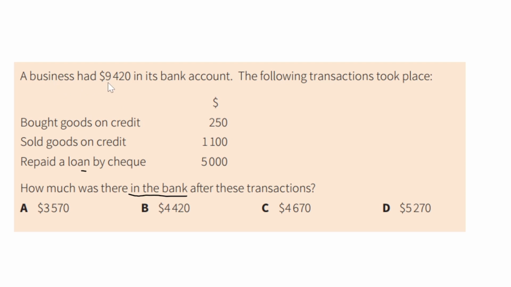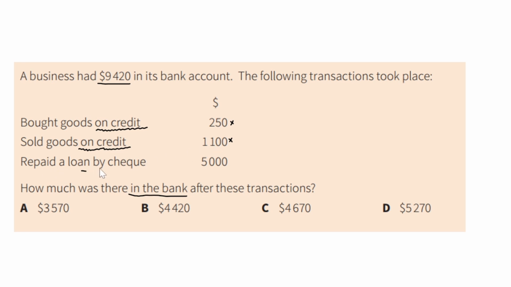Okay, a business had 9,420 in its bank account. The following transactions took place. Bought goods on credit. Now, when you buy goods on credit, it means no cash is involved. Sold goods on credit. There is no cash that was involved. Goods were bought and sold on credit. So this one and that one, none of them affected the money in the bank.